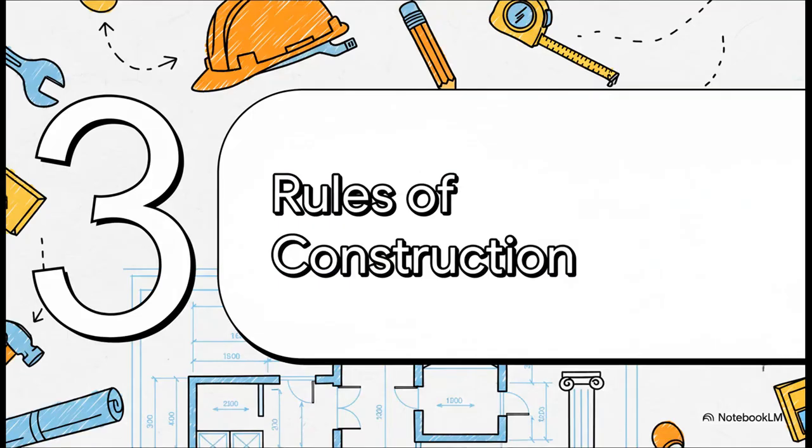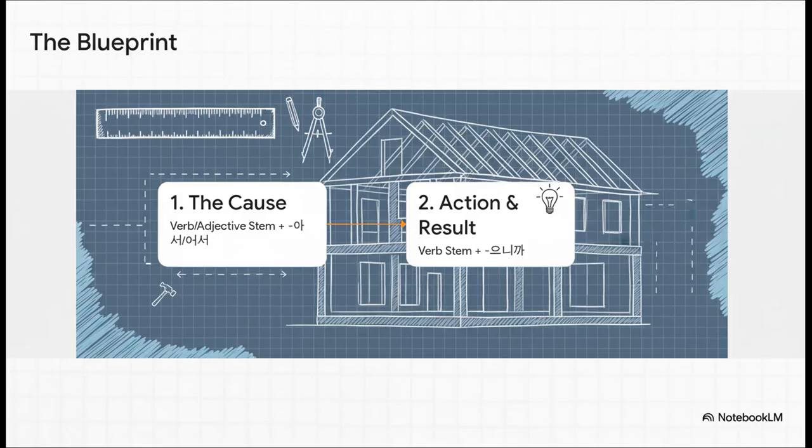Okay, so you've seen the finished products. Now, just like any good architect, we've got to look at the technical specs on the blueprint. Let's really understand the rules so you can start building your own sentences. Honestly, the framework here is so straightforward. It's built in 2 simple parts. Part 1 is all about the why, the cause. You just take a verb or adjective stem and add 아서 or 어서. Part 2 is the action you took and the result you discovered. For that, you take the action's verb stem and add 으니까. That's the whole design.